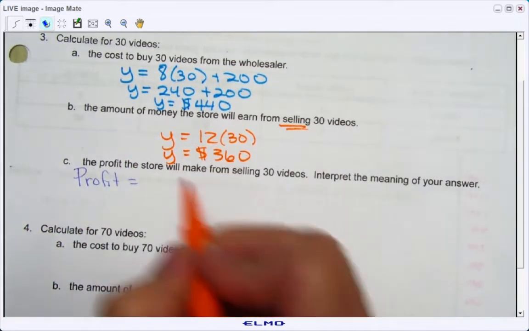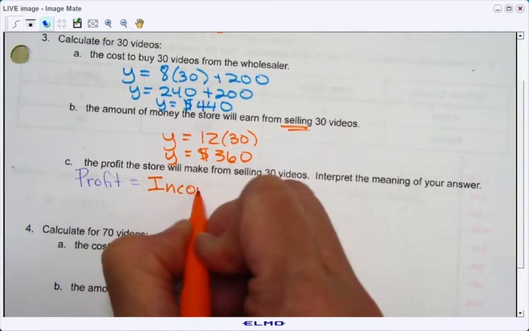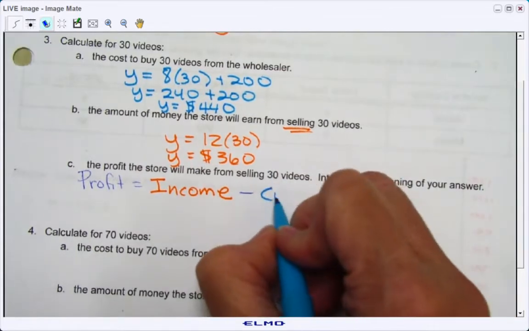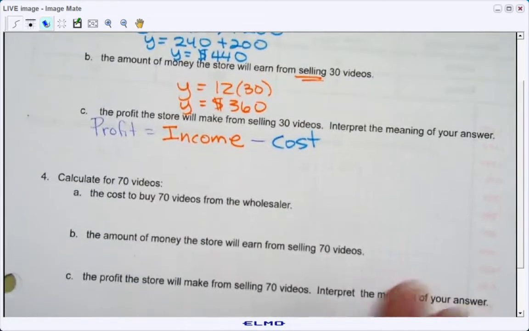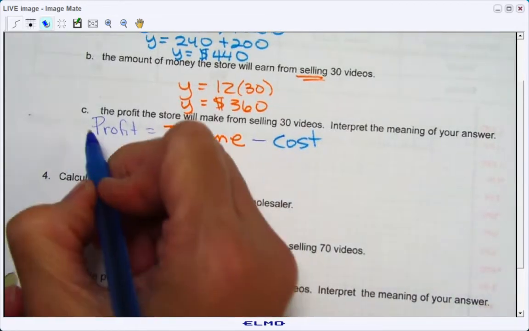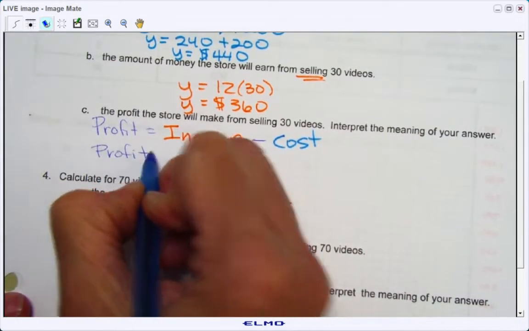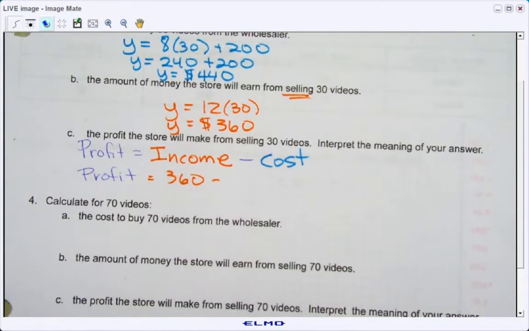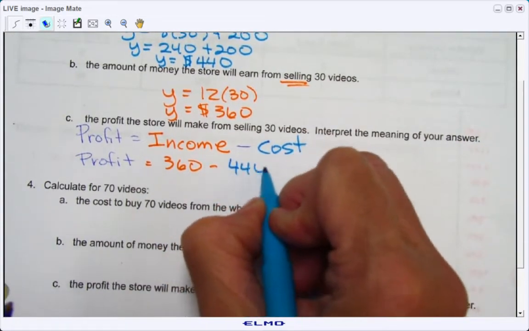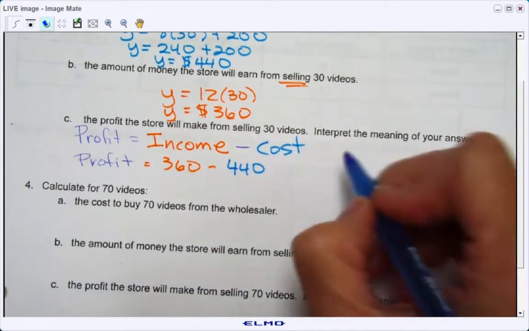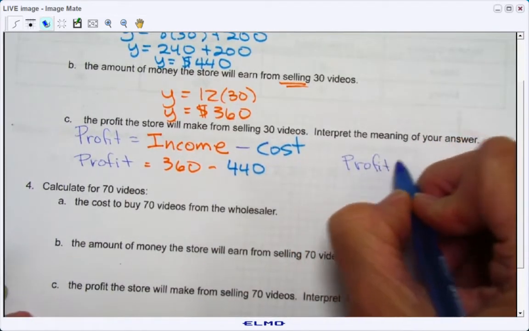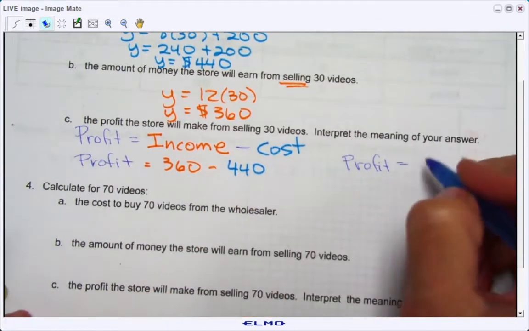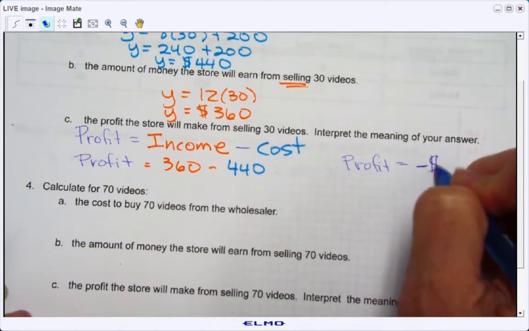Now remember, when we talked about profit, that means that I took the income, so the amount you're selling it for, and I'm going to subtract how much it costs. So how much money you had to pay for it from the wholesaler. So I'm going to find the profit by taking the 360, and I'm going to subtract the cost, which is 440. When I do that, I'm going to write it over here, I find that my profit, look at this, isn't 440 bigger than 360? And that's negative. We're subtracting, so it's going to be negative $80.